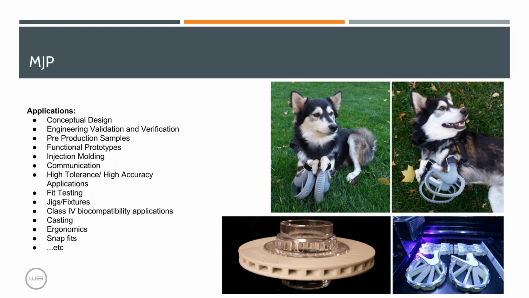The next thing is you can actually use these parts for injection molding. You can create a mold off one of these printers, then injection mold it with the specific material that you need. Communication, just like the other ones, high tolerance and high accuracy applications. So this is a real engineering tool. You can use these with a high level of confidence to produce parts that need a high level of accuracy. Fit test, jigs and fixtures. Notice there's no asterisk on the end of that, because this can produce extremely precise jigs and fixtures.